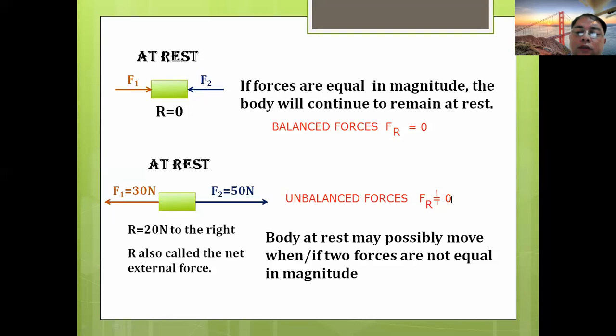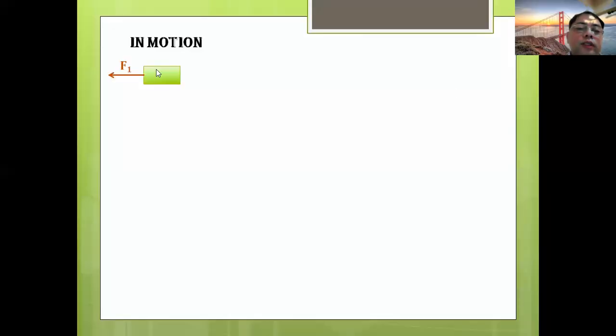However, when they are not equal to 0, like when 20 newtons is still present and it is moving to the right, it simply shows that the body will now have a tendency to move. So those are the two examples of balanced and unbalanced forces. In this next slide, a body may be in motion, but we can also say that there are forces acting on the body while it is moving.